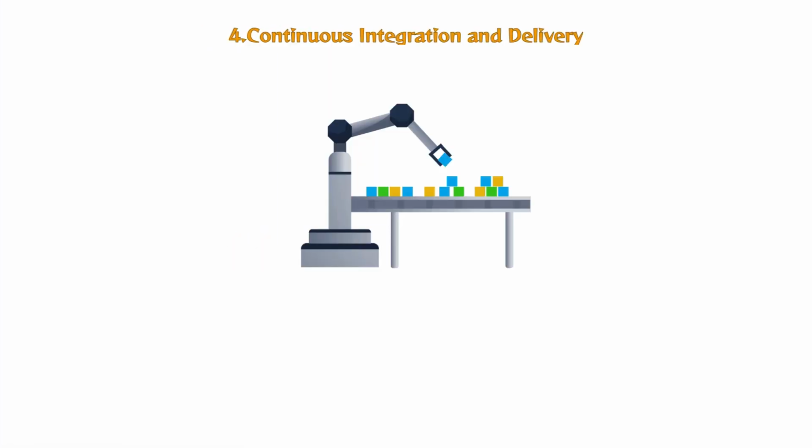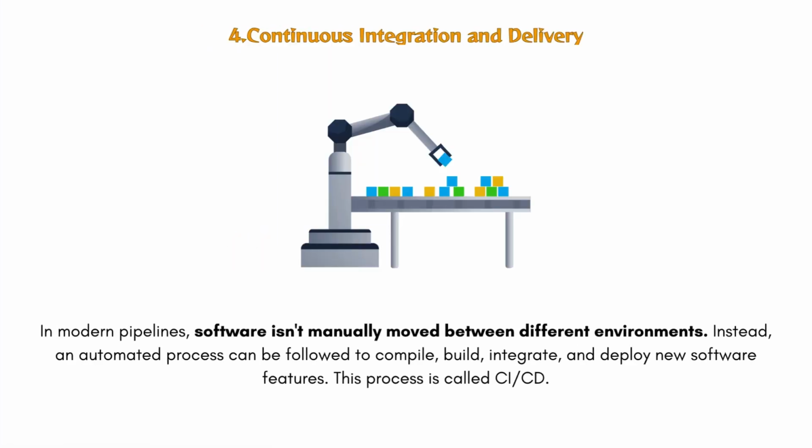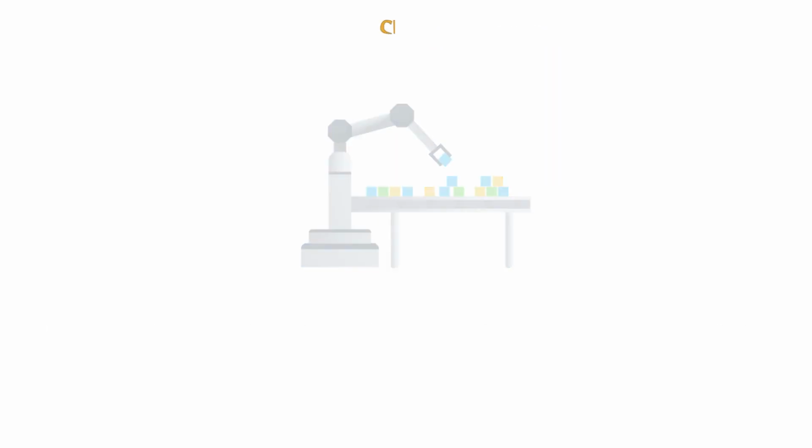4. Continuous integration and delivery. In modern pipelines, software isn't manually moved between different environments. Instead, an automated process can be followed to compile, build, integrate, and deploy new software features. This process is called CI/CD.